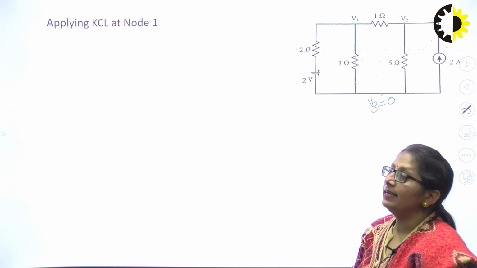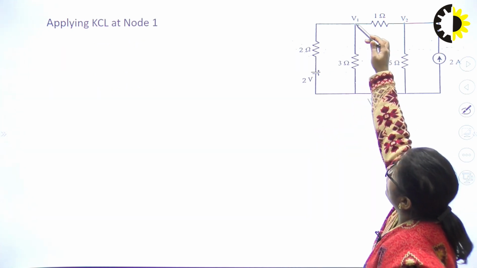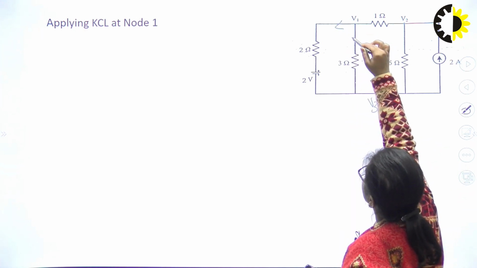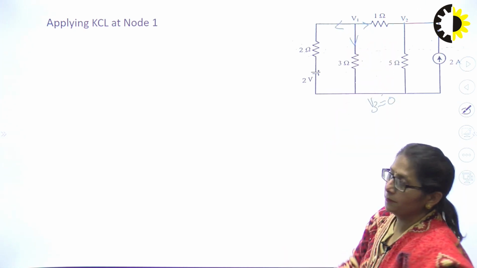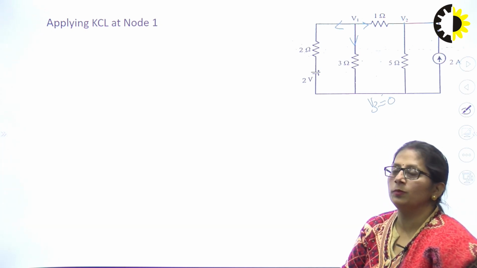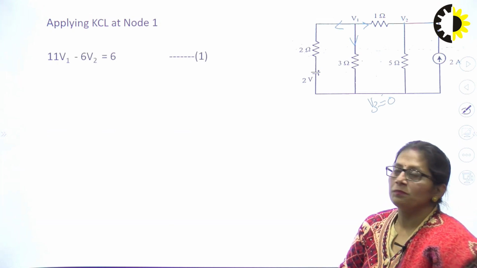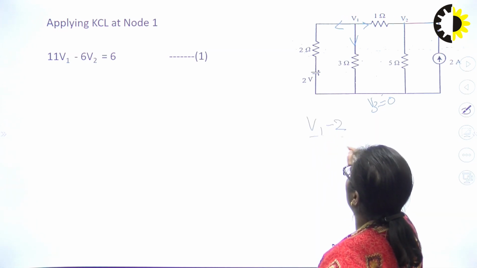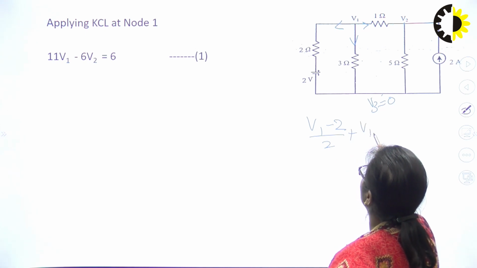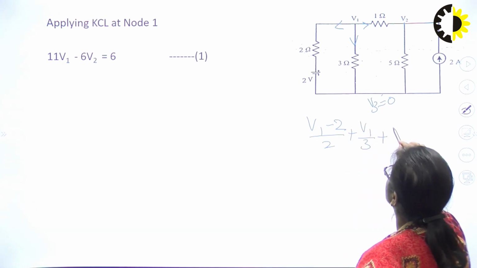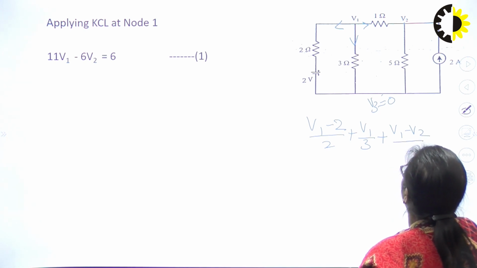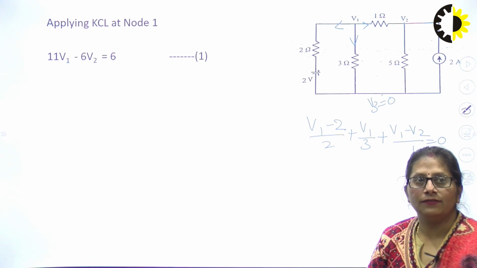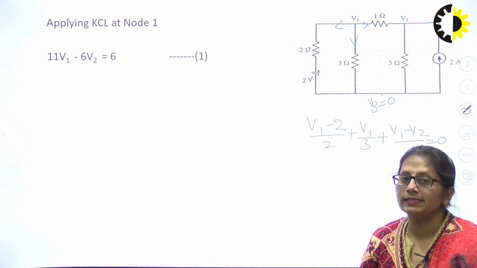Applying KCL at node 1. At node 1, if I apply it, what will be the equation? This current plus this current, all the 3 currents added are going to be 0. The equation would be written as V1 minus 2 upon 2 plus V1 upon 3 plus V1 minus V2 upon 1 is equal to 0. Resolving it, I will have the equation as 11V1 minus 6V2 is equal to 6.